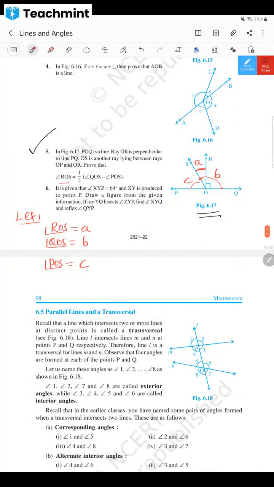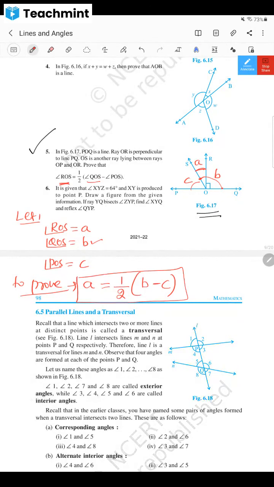To prove what I'm supposed to prove, tell me. Angle ROS means A, right? Angle A is equal to half of, in brackets, QOS, which is angle B, then minus angle C. Is it clear? Is the target set up? Yes, sir. All the target is set up.